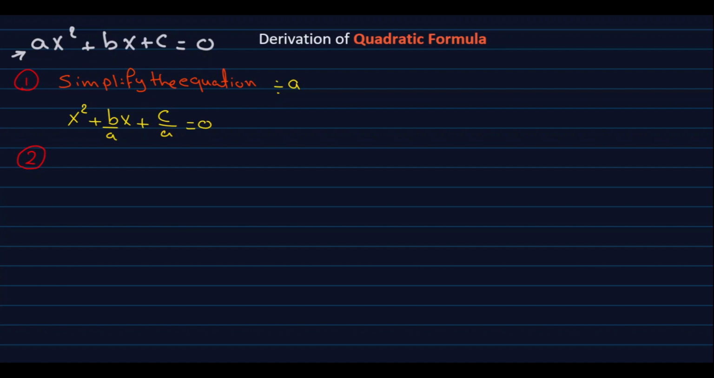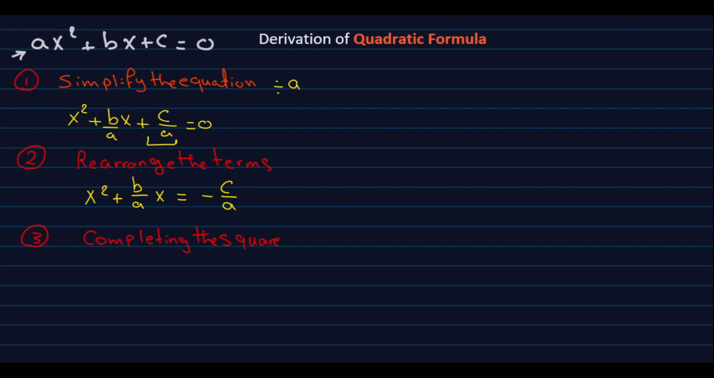Step 2, we're going to rearrange the terms. We are going to bring the c over a term to the other side. So we end with x squared plus b over a x equal to negative c over a. Step 3, completing the square. If you are wondering about this method, you can check my video for three methods for how to solve a quadratic equation. To do this, we are going to add b over 2a squared to both sides of the equation. So we end with x squared plus b over a x plus b over 2a squared equal to negative c over a.